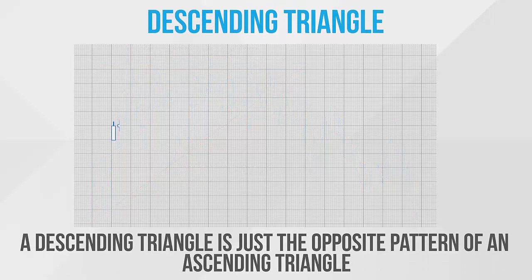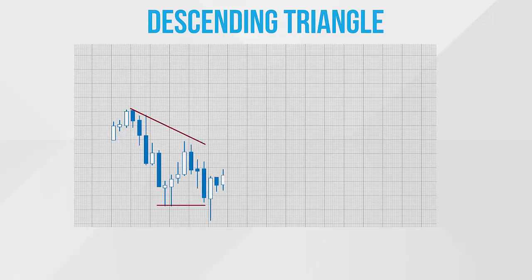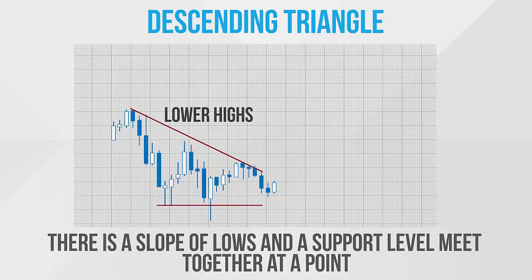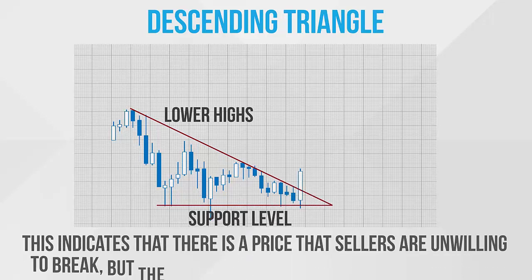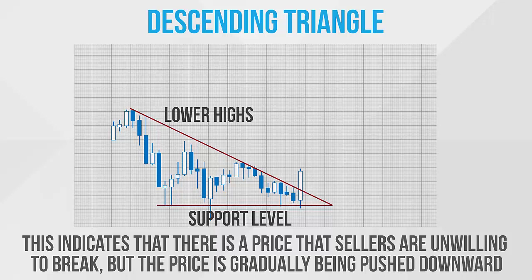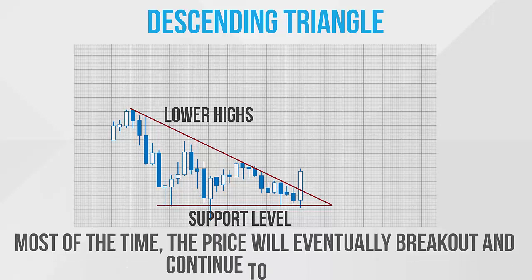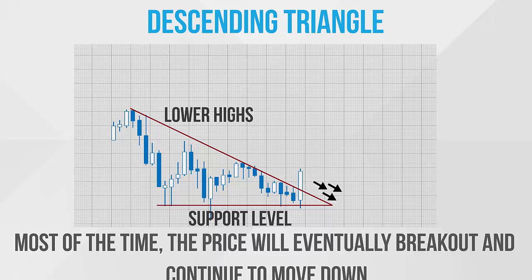A descending triangle is just the opposite pattern of an ascending triangle. There is a slope of lows and a support level that meet together at a point. This indicates that there is a price that sellers are unwilling to break, but the price is gradually being pushed downward. Most of the time, the price will eventually break out and continue to move down.